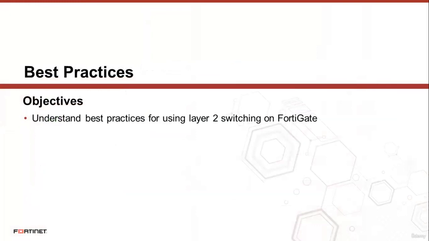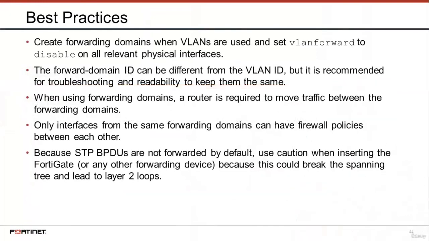Best practices. Create forwarding domains when VLANs are used and set VLAN forward to disable on all relevant physical interfaces. The forward domain ID can be different from the VLAN ID, but it is not recommended; for troubleshooting and readability, keep them the same. When using forwarding domains, a router is required to move traffic between the forwarding domains. Only interfaces from the same forwarding domain can have firewall policies between each other.